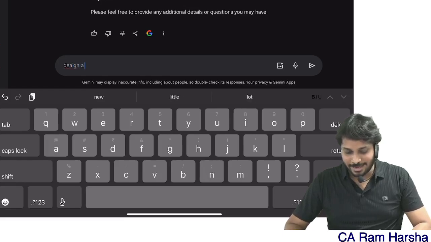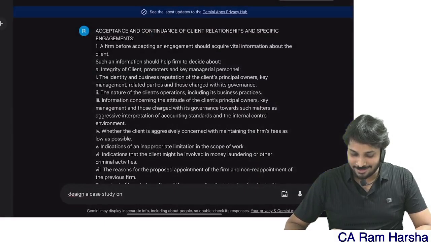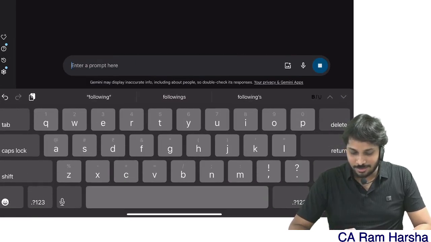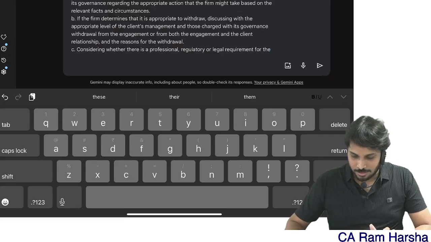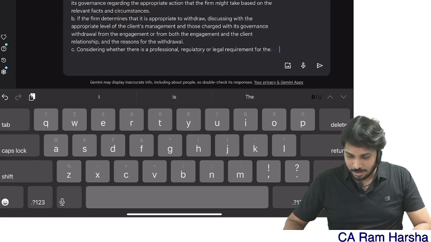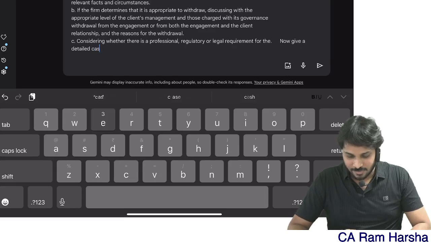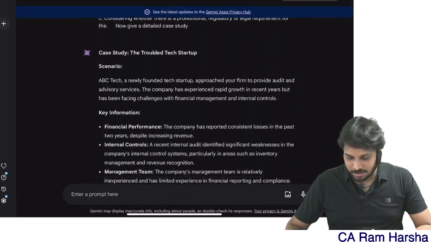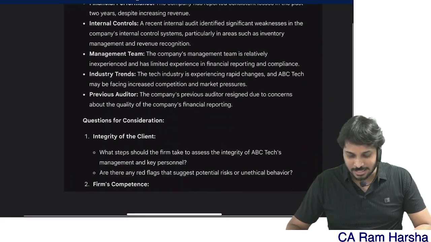Design a case study on, I will once again key in the data. Following. Yes, I think now give a detailed case study. Best. Now give a detailed case study. There is something now at least.